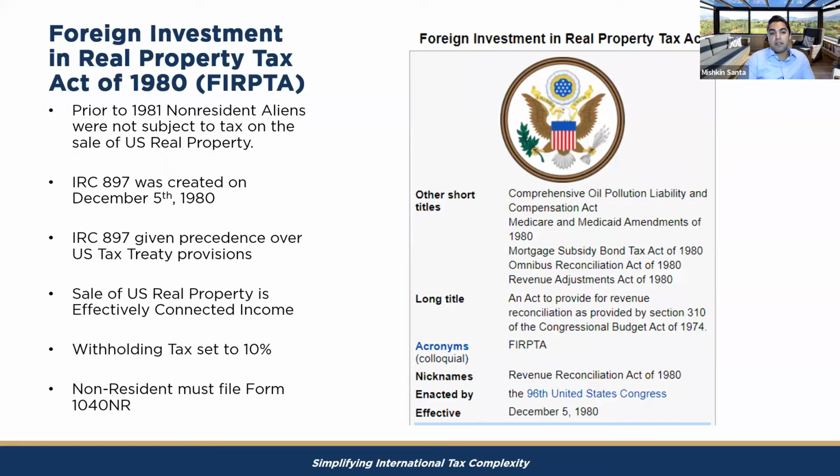And then last but not least, the act basically says that if you do have a sale of real property, regardless of whether or not there's withholding tax, because it's effectively connected income, you do have to file a non-resident tax return. And we'll talk about some of the IRS enforcement around that aspect, because there's a lot of folks that have sold real property in the US, non-residents, and have not filed the 1040 NR to follow up with whether they owe tax or not. That's something that they probably need to close the loop on.